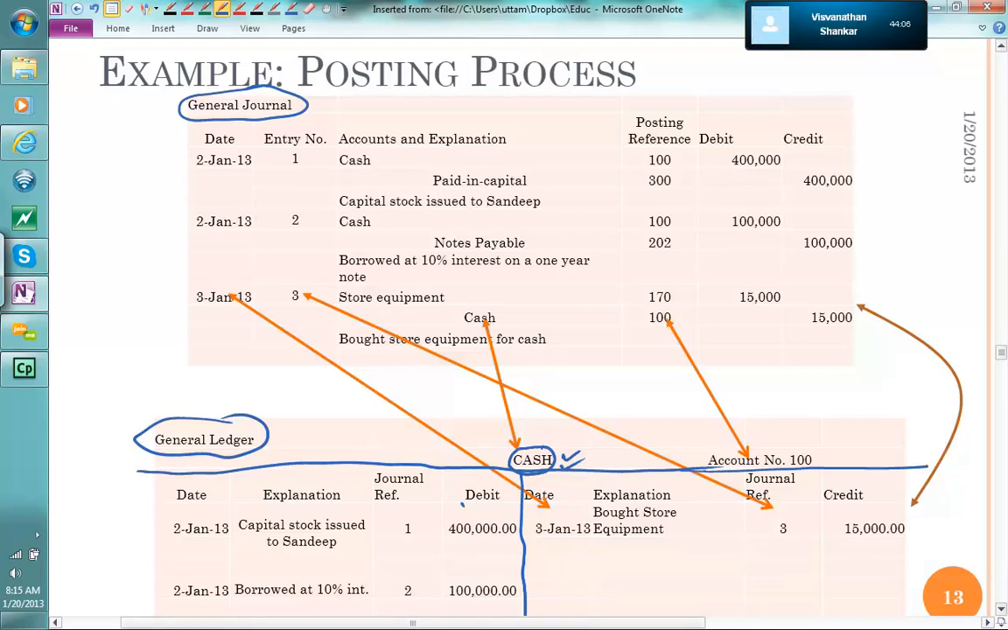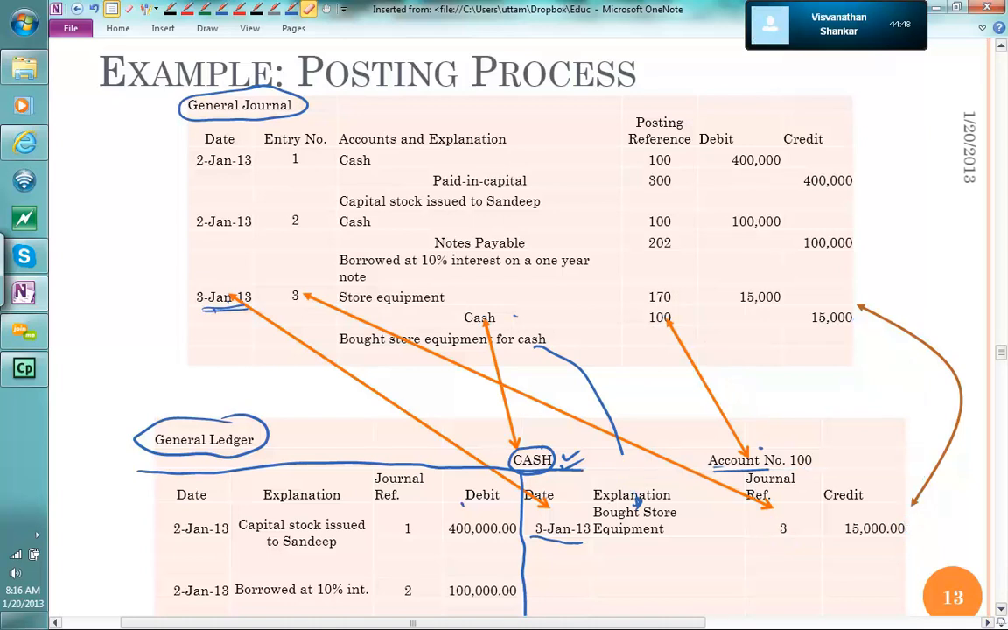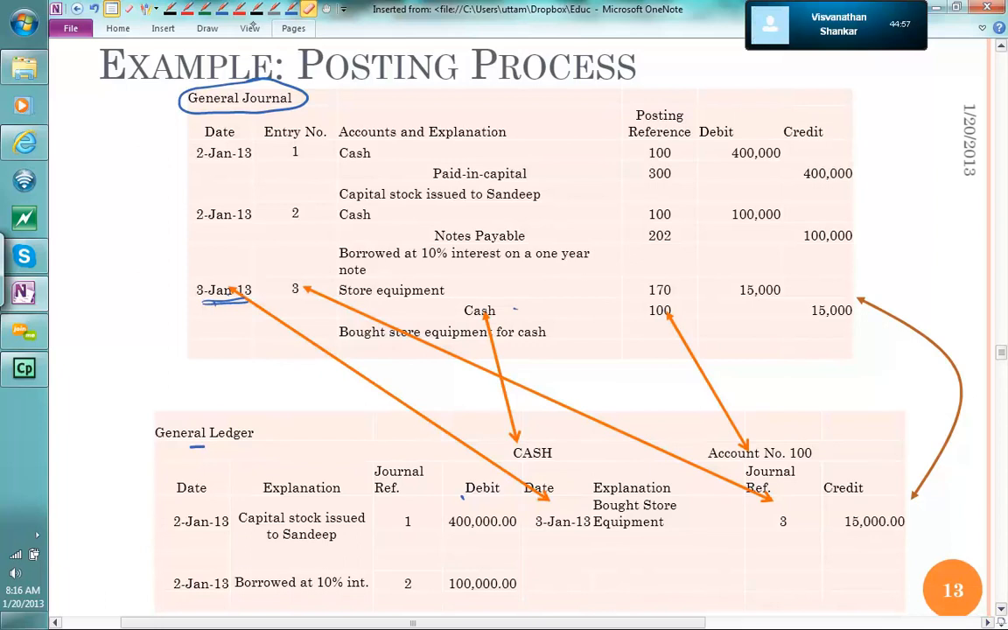Suppose I am transferring this data from 3rd January into the T account. This date is copied here. Whatever the entry number or voucher number is, that is transferred at this location. The explanation is copied here. And then the amount: cash is credited, so here cash will be credited. Account number 100 matches with this one. So what you see is that this is a very mechanical process. We are transferring the data from the general journal to the general ledger. Is this posting process clear?